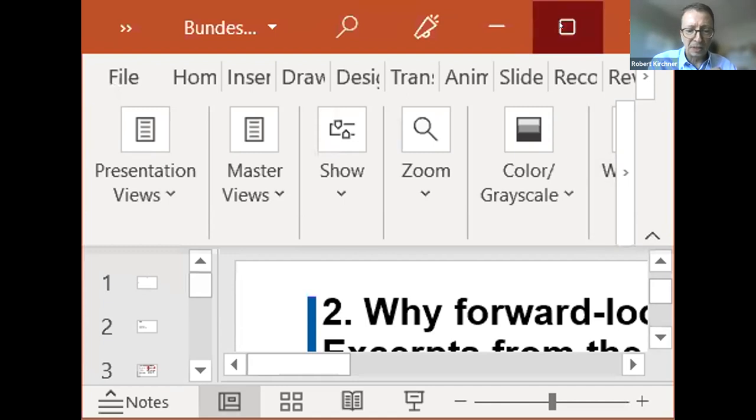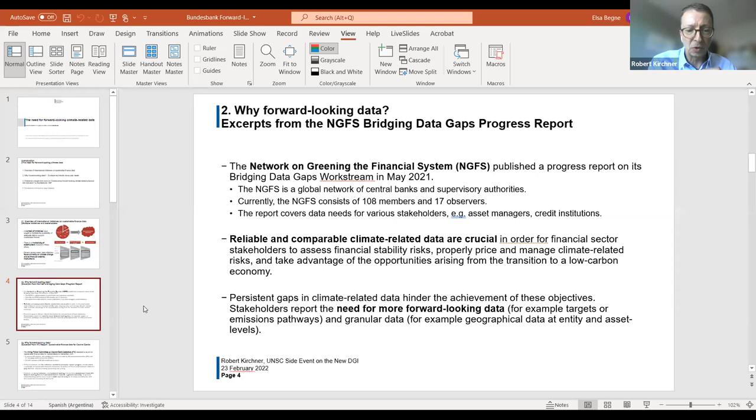This report comes to the conclusion that reliable and comparable climate-related data are critical for all these stakeholders. However, persistent gaps in climate-related data hinder the achievement of these objectives. Stakeholders report the need for more forward-looking data, for example targets or emission pathways, and granular data, for example geographical data at entity and asset levels.